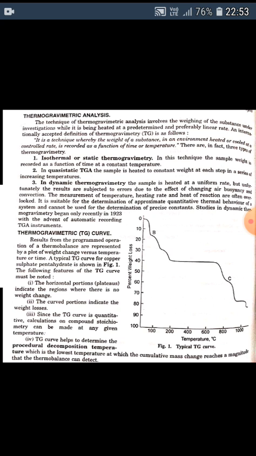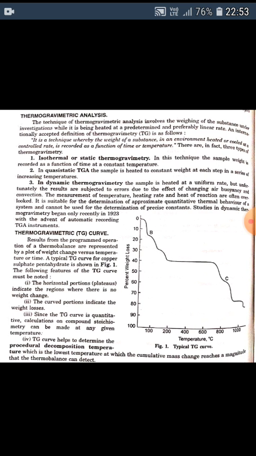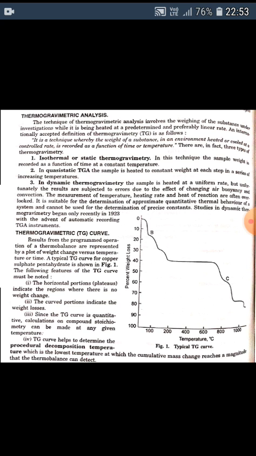The thermogravimetric curve also helps us to determine the procedural decomposition temperature, which is the lowest temperature at which the cumulative mass change reaches a magnitude that the thermobalance can detect. The curve also indicates the final temperature at which the cumulative weight change reaches its maximum value corresponding to the complete reaction.